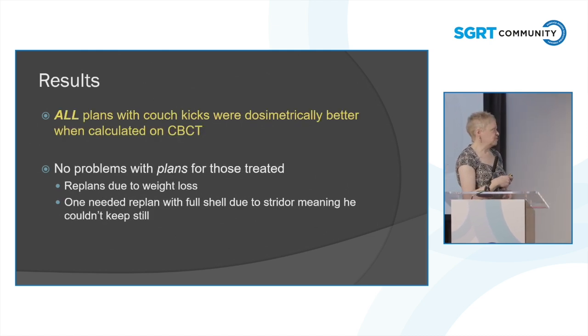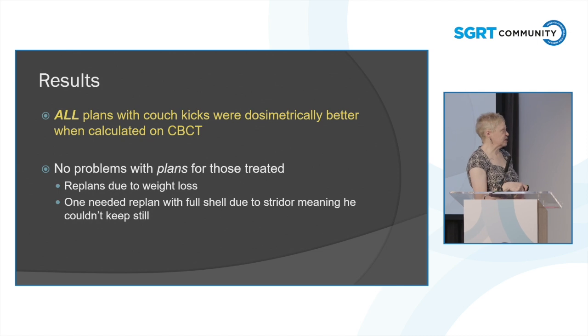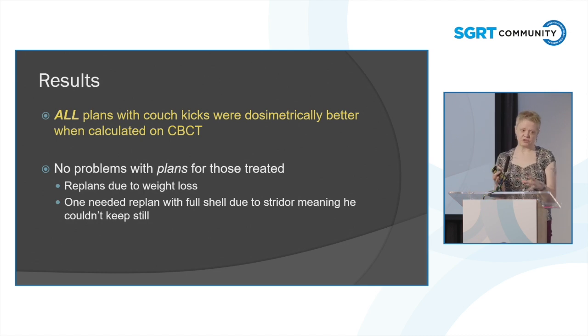So this is the biggest take-home point. I'm not saying that the plans with couch kicks were dosimetrically better compared to coplanar plans. What I am saying is when they were calculated on the cone beam CT, they were more reliable, so they reproduced much better. What the doctor saw on screen, if they were planned with the couch kicks, would have been much more accurate delivery. And most importantly, there were also no problems with the plans for those treated.